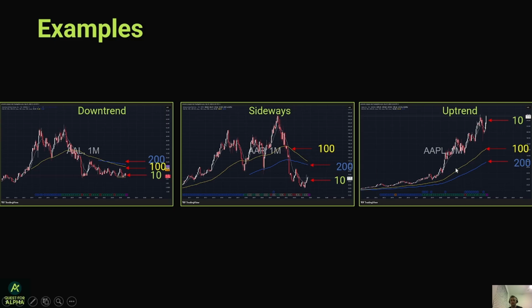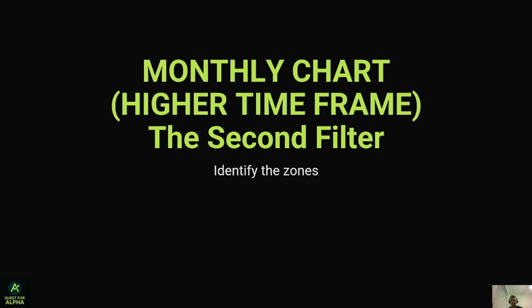And for an uptrend, this is what we typically look for. We look for the 10 to be above the 100 and the 100 to be above the 200. If you have these conditions met, then you can comfortably say that you are in an uptrend. Well, at least this is what I do. Now that was the first filter.